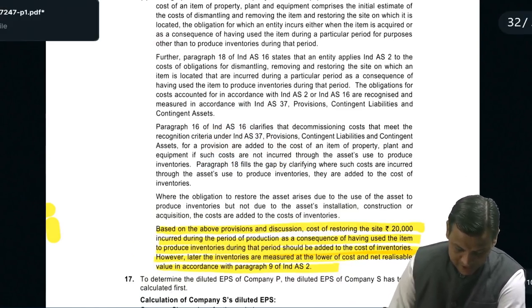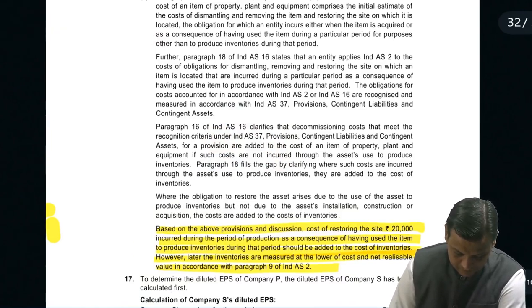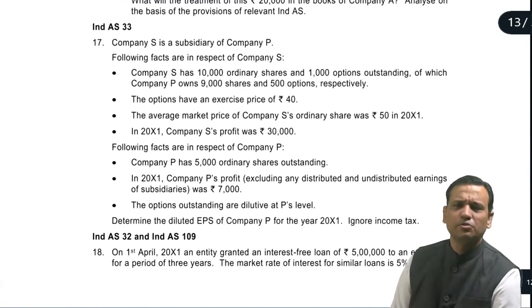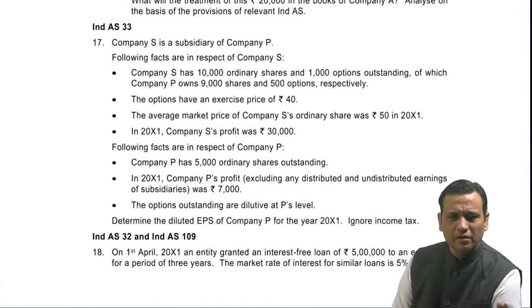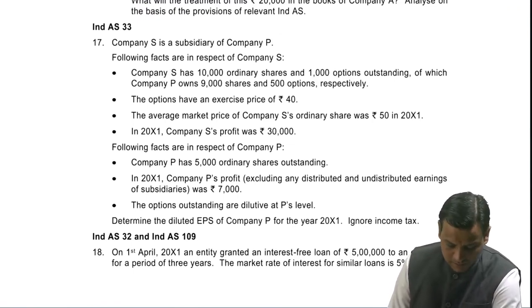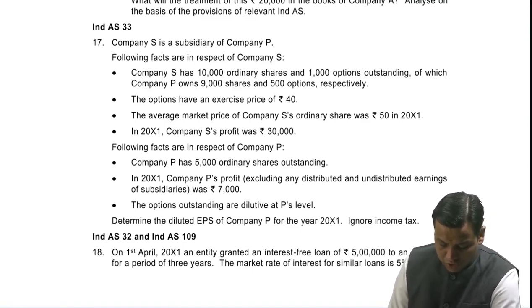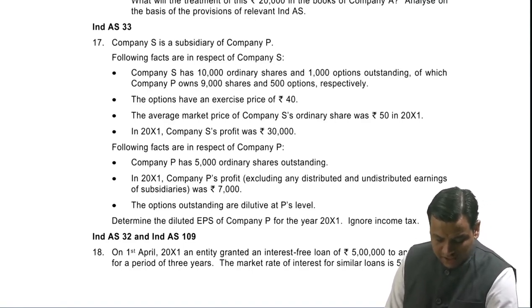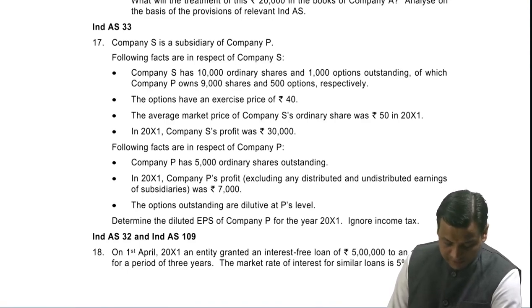Now we move on to Ind AS 33. It is the same as question number 10, not exactly the same, but the concept is the same as question number 10, which is there in our JKC textbook. Company S is a subsidiary of Company P. Following are the facts in respect of Company S. Company S has 10,000 ordinary shares and 1,000 options outstanding, of which Company P owns 9,000 shares and 500 options respectively. The options have an exercise price of 40.